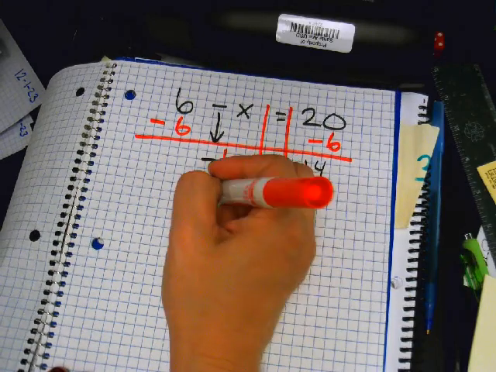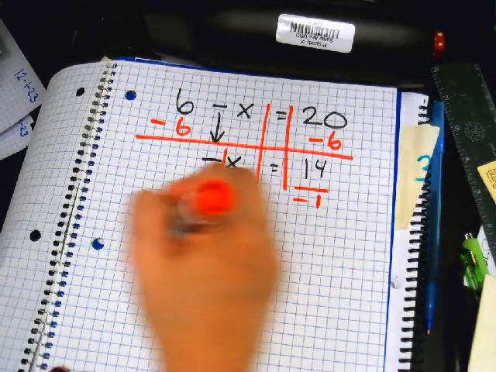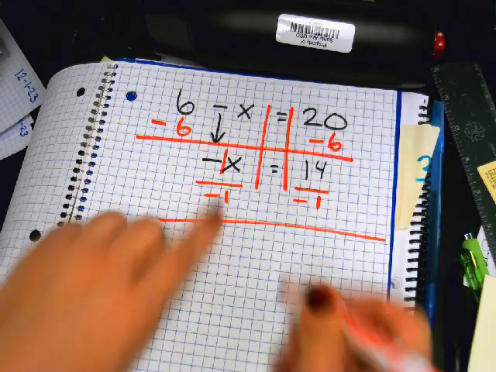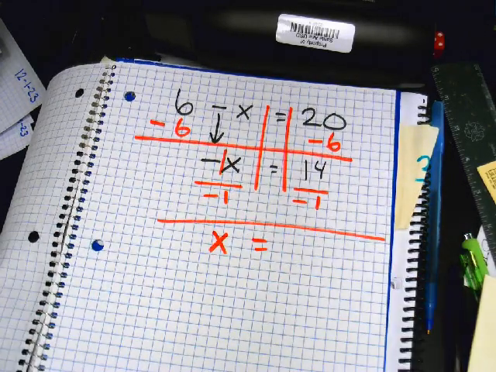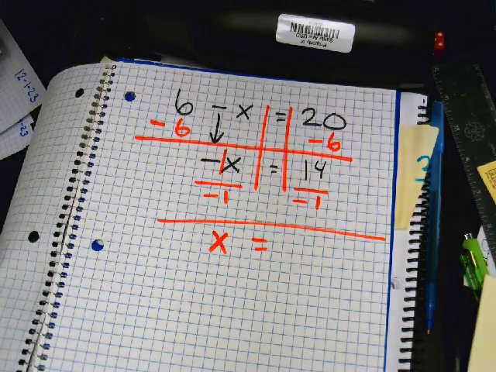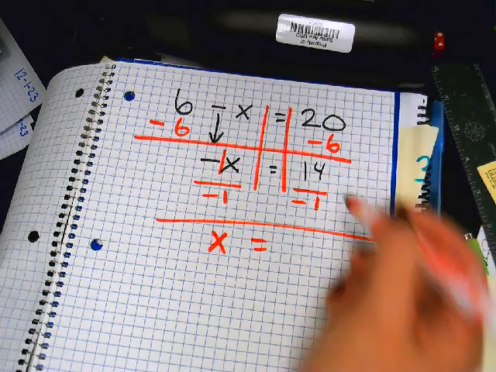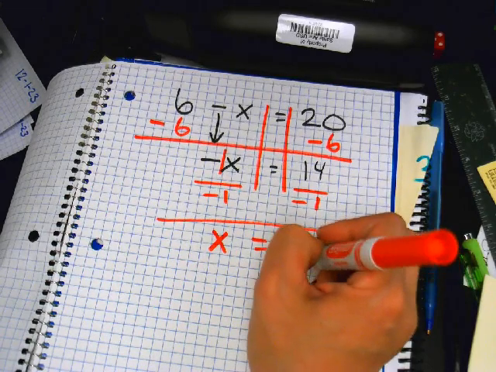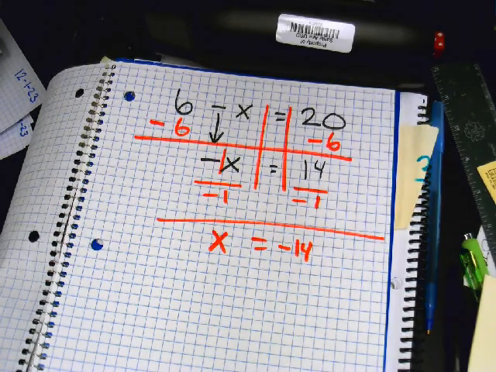Divide by a negative. Why do I divide by negative? Because I just want x. I don't want negative x. I just want plain, simple x. And then what's 14 divided by negative 1? Negative 14. Yes, x is equal to negative 14.